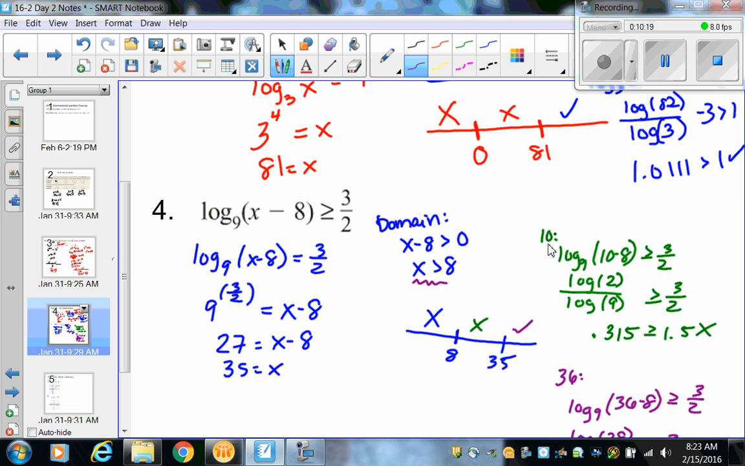I chose to plug in 10. So 10 minus 8 is 2. So it's really the log of 2 divided by the log of 9, which comes out to be 0.315, is not greater than or equal to 1.5. So I put an X there.